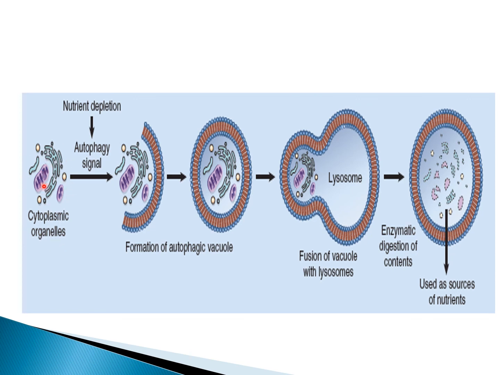These are the cytoplasmic organelles, and if the cell is exposed to nutrient depletion, this will give the cell an autophagy signal to start using its own components to make energy. So there will be formation of autophagic vacuoles. Usually these vacuoles are derived from the endoplasmic reticulum membranes. These vacuoles will surround parts of the organelles of the cells to form the autophagic vacuole. This autophagic vacuole will fuse with the lysosome, leading to the formation of the autophagolysosome. And then the action of the lysosomal enzymes will start with the digestion of these contents to be used as a source of nutrient and energy to the cell.